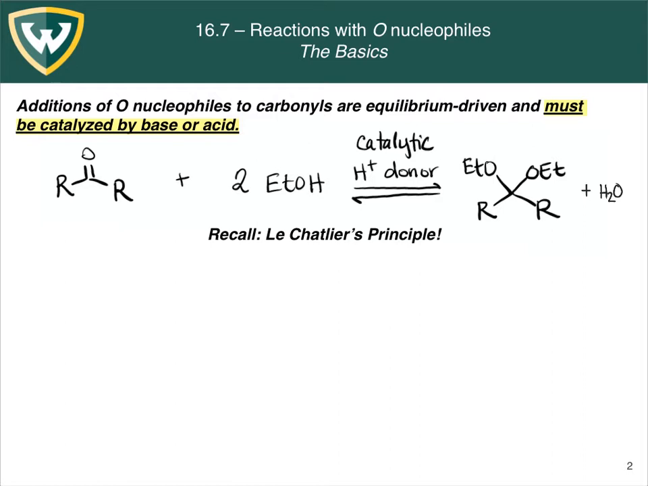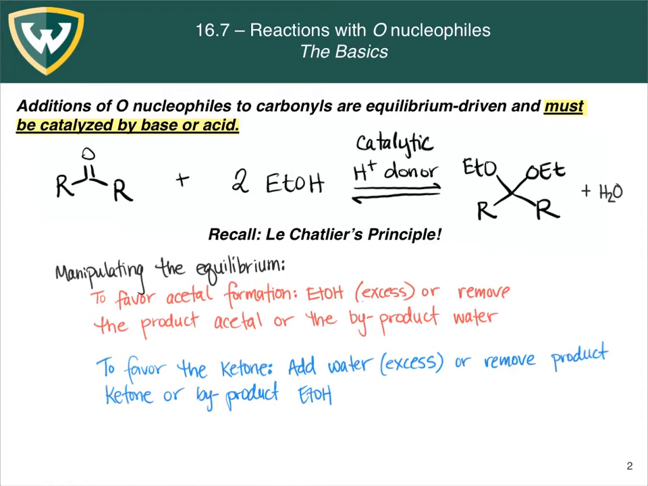If the acetal is the desired product, then we can either increase the concentration of one of the starting materials, remove one of the products, or add heat. To favor the ketone, we can add water, or remove product ketone or the byproduct ethanol.